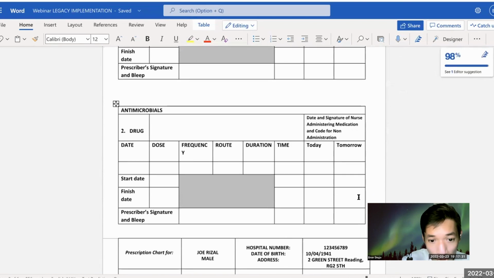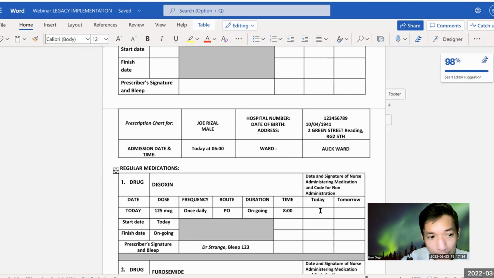Next is your digoxin. So how are we going to document it? If it's me giving the medication, I will just simply write my initials. That is enough. So Emmer, see, it says here, the date and signature of nurse administering the medication and the code for non-omission. Are we not expected to write the date as well and the time? No need. Why? Because it's already written here. It says here, today, and the time is already there. Can you see it? Of course, you are not writing your initial here for tomorrow. All right?